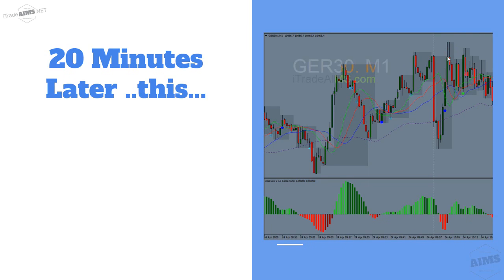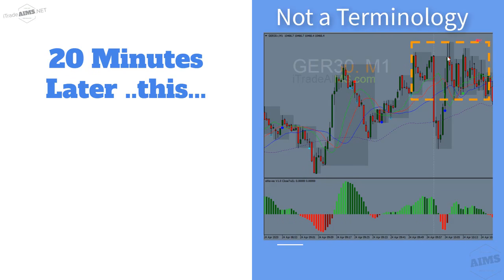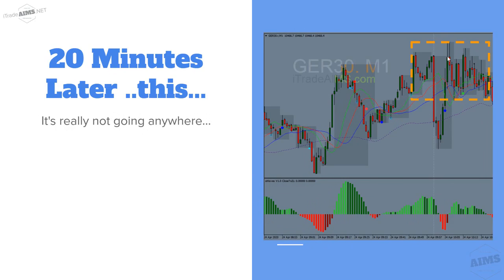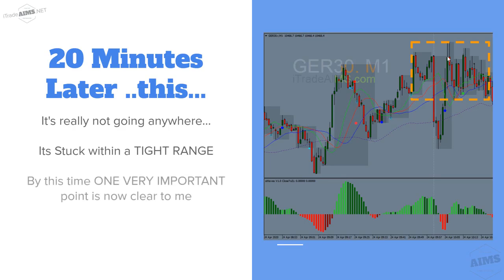That's it. I'm done. The chart is looking ugly and is going sideways. I'm not going to mess with this chart again. I have identified a micro range around here. This box indicates that. Price is really stuck in these 20 to 30 minutes. It's really not going anywhere. It's stuck within a tight range. But at this time, one very important point is now clear to me.